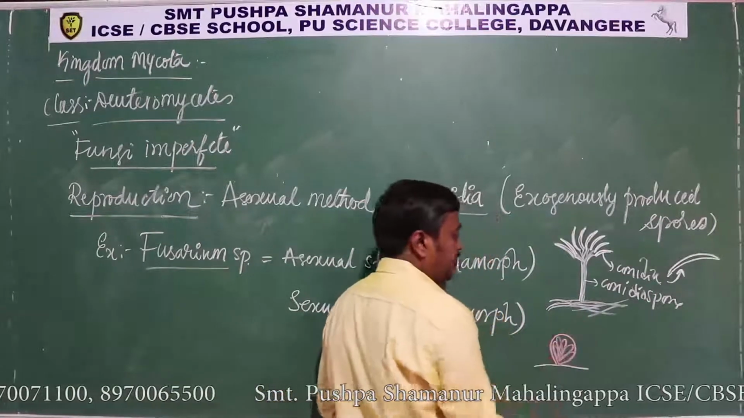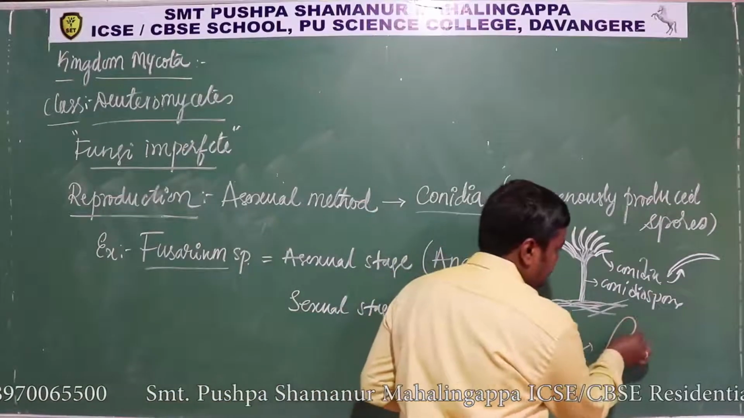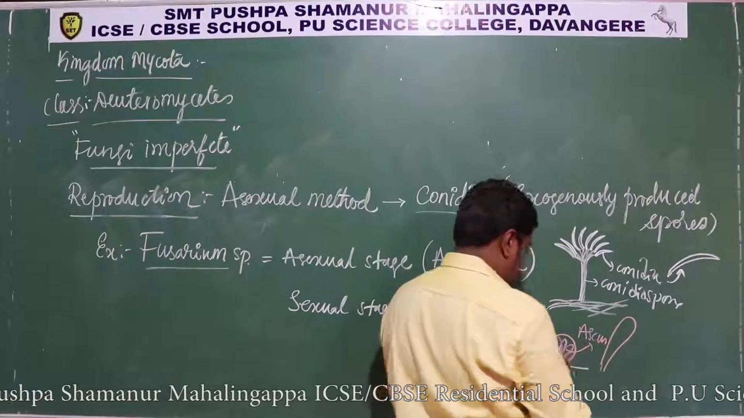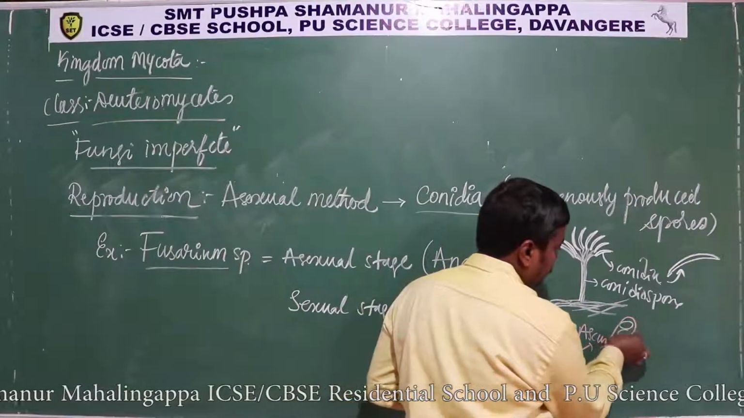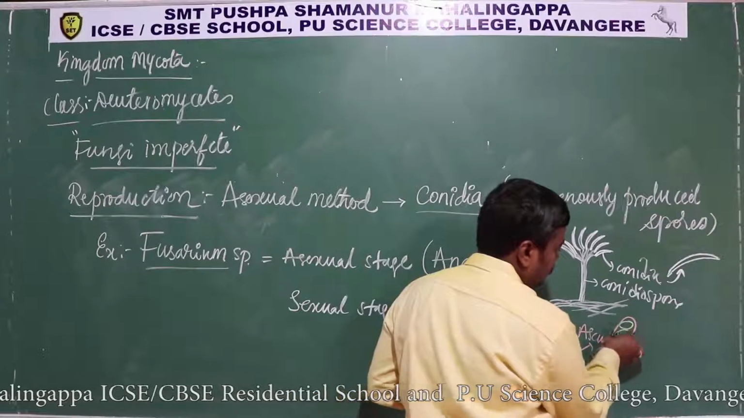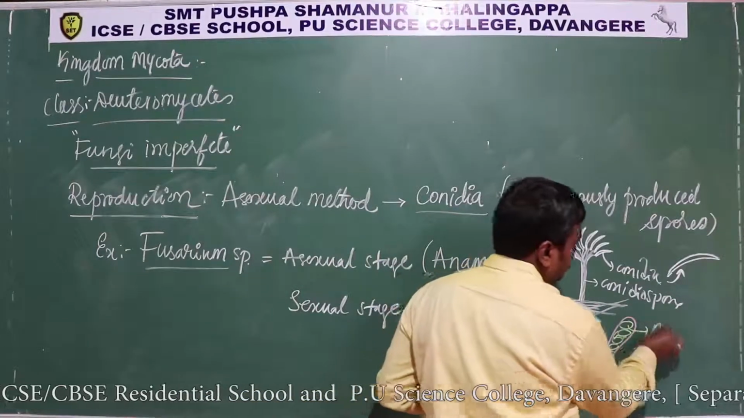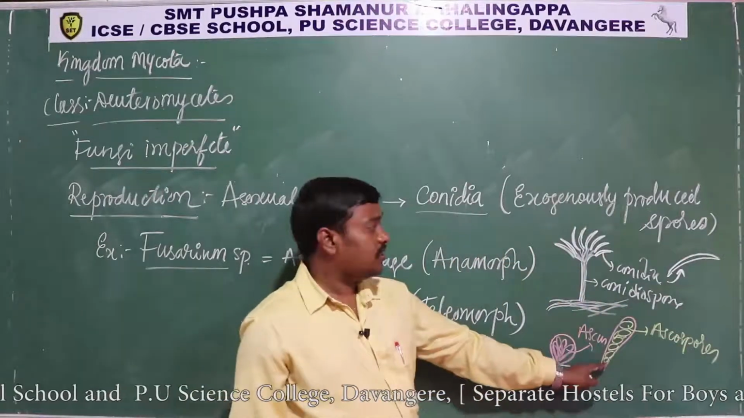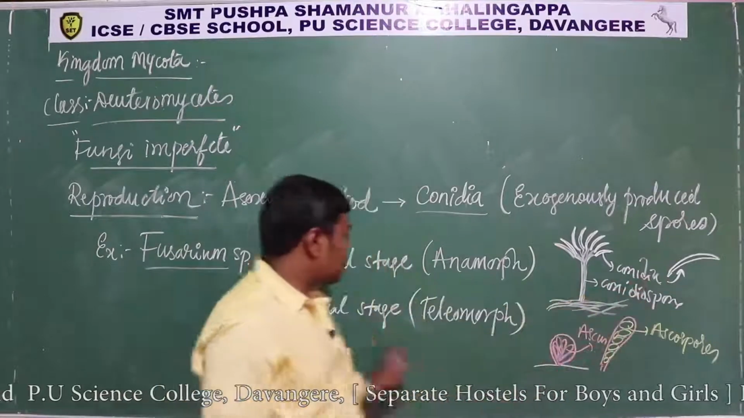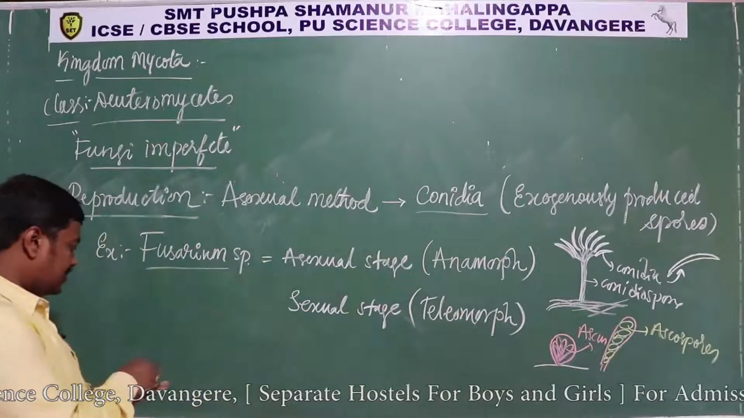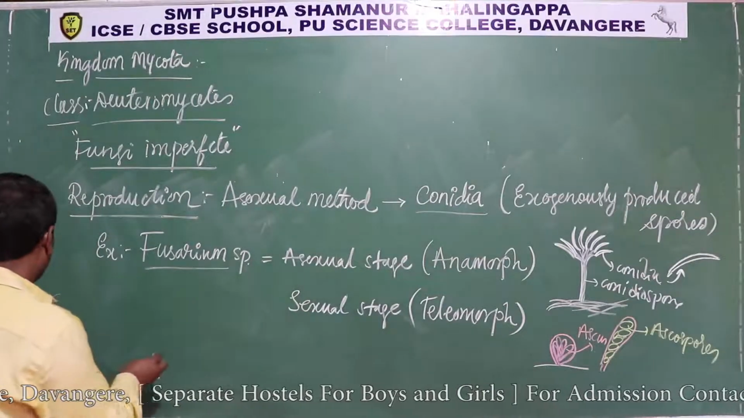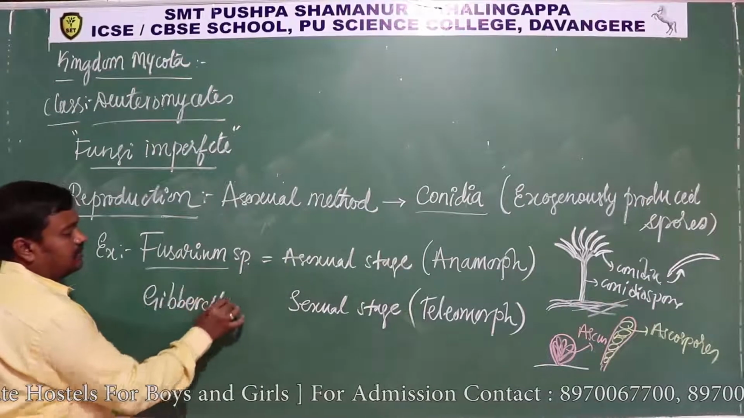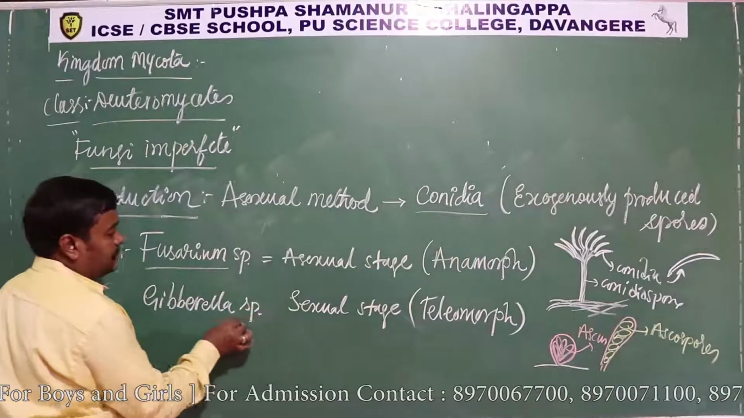So last class only we discussed ascus. So within this ascus it produces eight ascospores like this. During the sexual stage it produces ascospores. During the asexual stage it produces conidia. So the name of this sexual stage of this Fusarium is Gibberella. It is called Gibberella species.